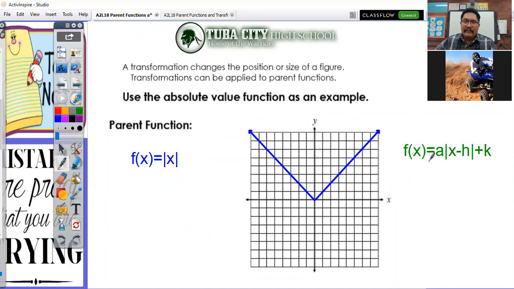Now this is actually what we call vertex form for absolute value functions. So there's a little bit more. You can multiply the x, you can subtract something from the x, or add something to the whole group for the absolute value.